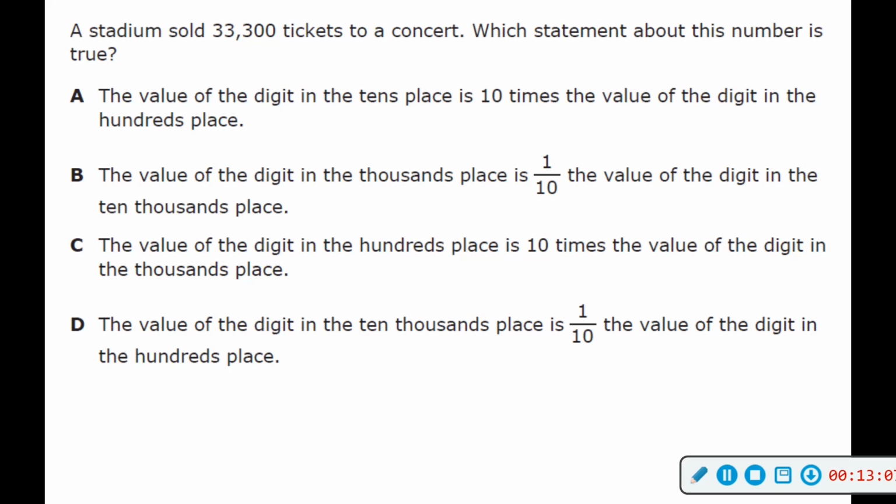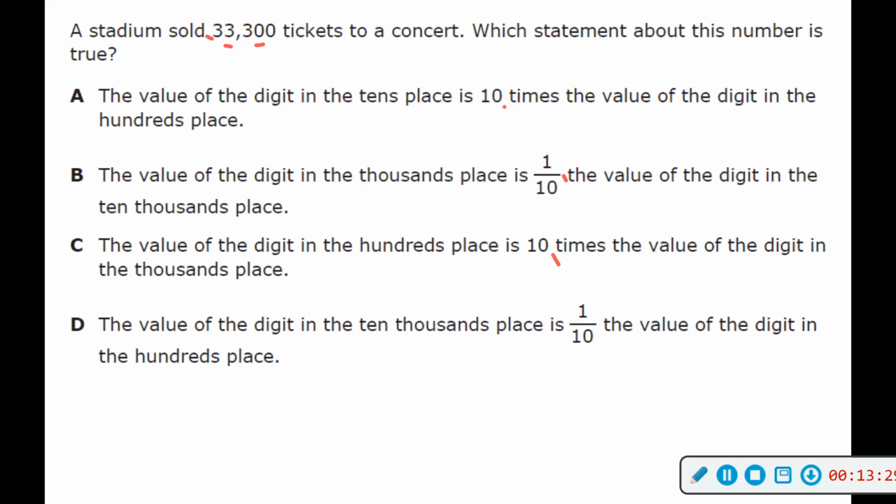A stadium sold 33,300 tickets to a concert. Which statement about this number is true? Notice how we have the same digits again. They're repeated. So let's just take for a moment the places they are in and see if it's compared with 10 times the amount or 1/10 the amount.